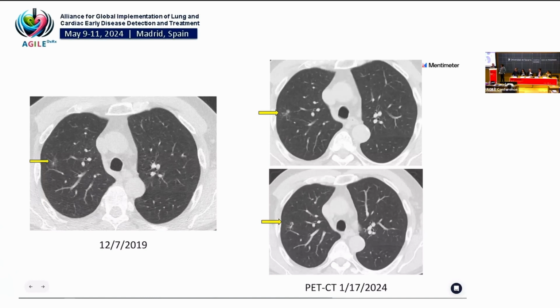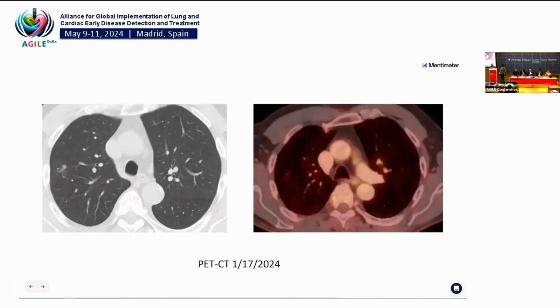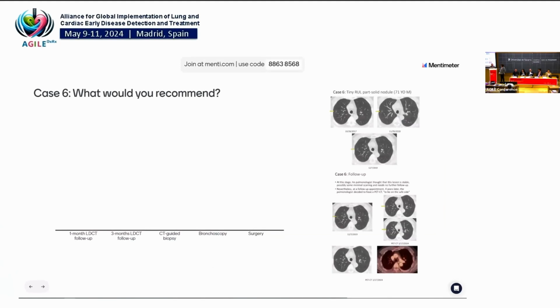Okay. So this is the last one from 2019, and you can see that it's very subtle, but it is growing in 2024. Surgery. And this is the FDG, so there is a low uptake, as you can see. And then the question to the audience is, what will we do at this stage? One month, three months, CT-guided biopsy, bronchoscopy, or surgery?